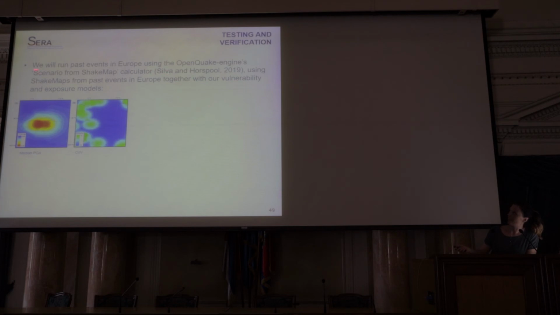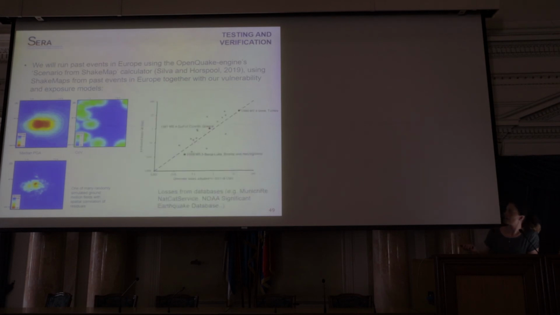So OpenQuake has a calculator called Scenario from Shake Map, where you can input your shake map, your median, and also your uncertainty, and it will then produce a large number of potential ground shaking fields that could have occurred during that earthquake. So here's one example of a random simulation of the ground shaking for that event. So we can produce 100, 200 of these different ground motion fields. Then given our exposure model for that region, given our vulnerability model, we put the components together to calculate the losses that are expected for this event. And we do that for all of the events that we have in our catalogue. And this is just an example showing, these are the results.